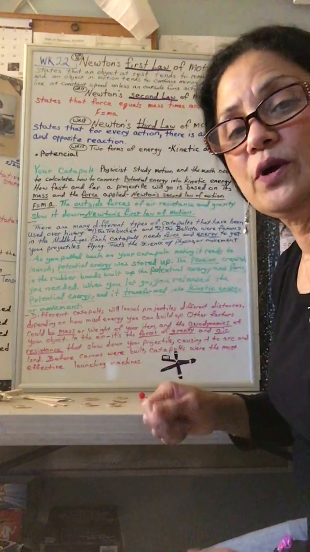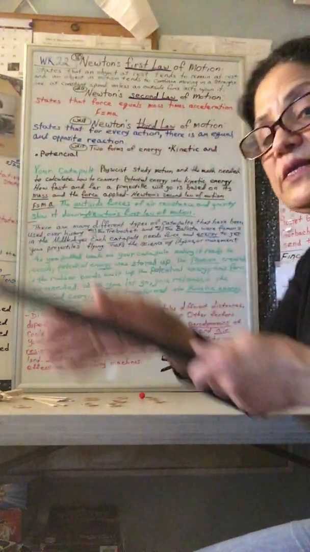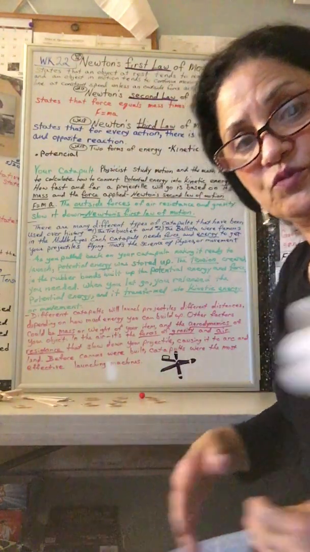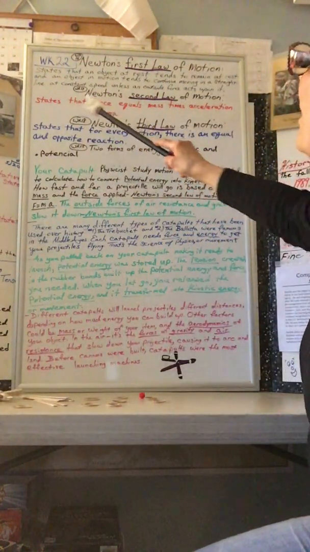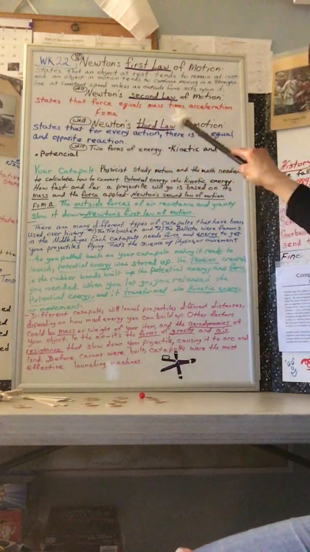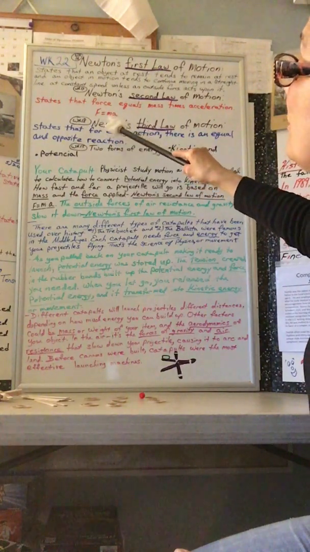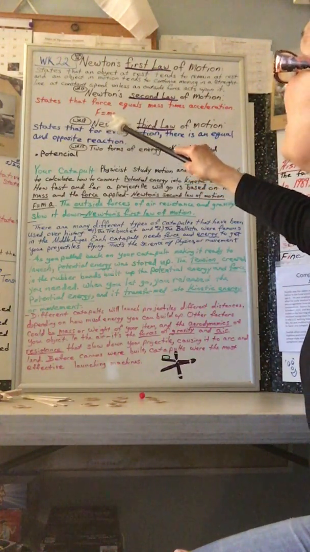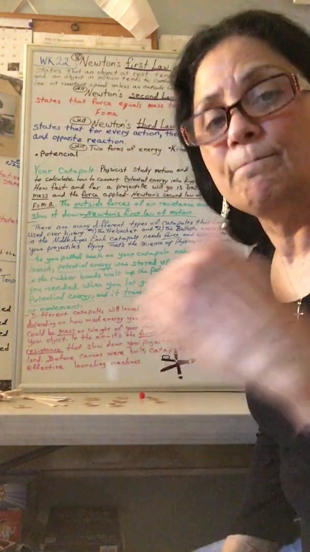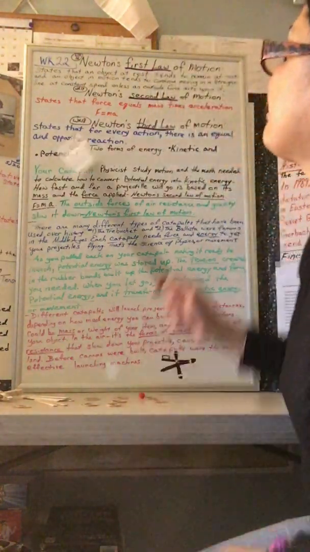You can think of something going straight, but then if I hit it, it moves out of its path. Newton's second law of motion states that force equals mass times acceleration. F equals ma. Remember what I said a couple of weeks ago? Whenever you have two letters together like that, it means to multiply. So force equals the mass multiplied by acceleration.